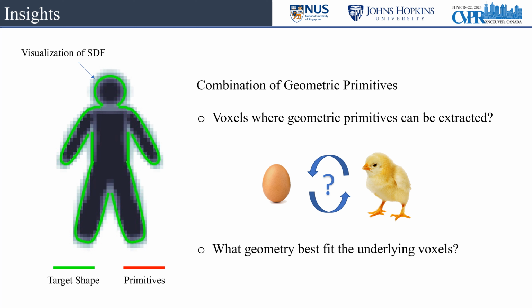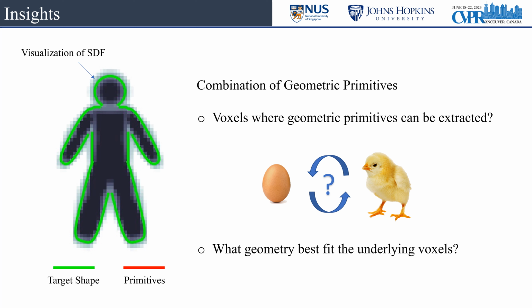Our goal is to approximate a target shape encoded in an SDF with a combination of geometric primitives. To solve this problem, we need to answer two questions. What is the set of voxels where geometric primitives can be extracted, and what geometry best fits the underlying set of voxels? This is a chicken and egg problem. The answer to either of the problems will lead to the answer to the other one.